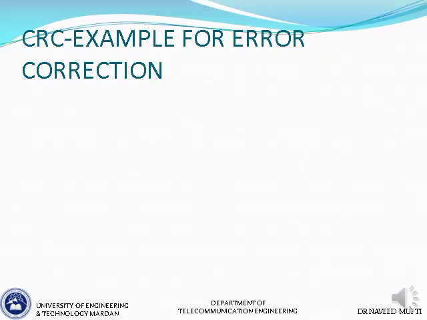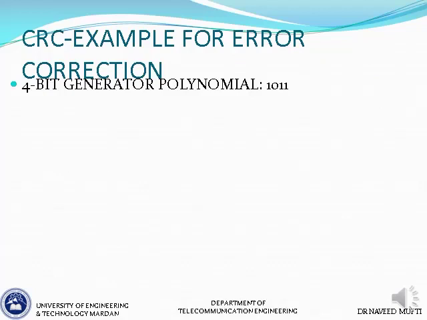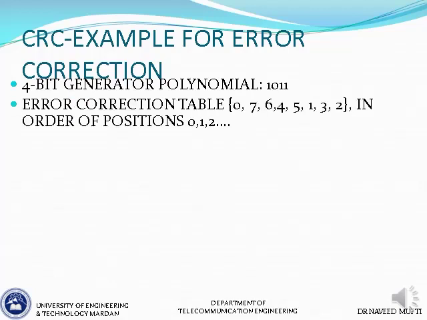So now coming over to the example of how we can use a CRC for error correction. Let us say we have this 4-bit generator polynomial 1011, and we generate an error correction table with the bit positions. So the table has got some numbers from 0 to 7, and the background working is not shown, but they are in the order of position 0, 1, 2, 3, 4, 5, 6, 7. That is how it will work.